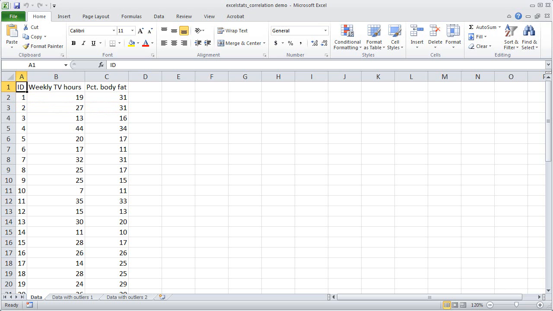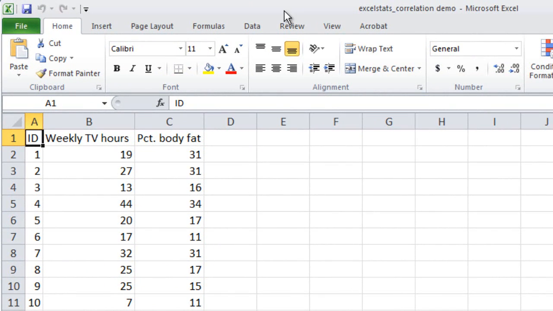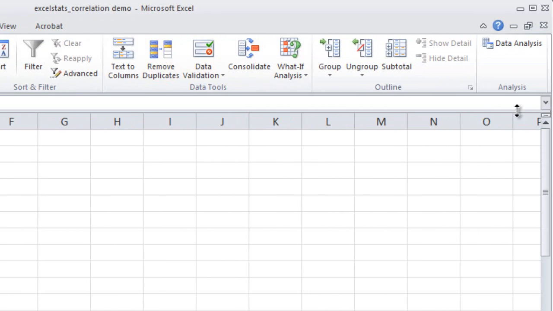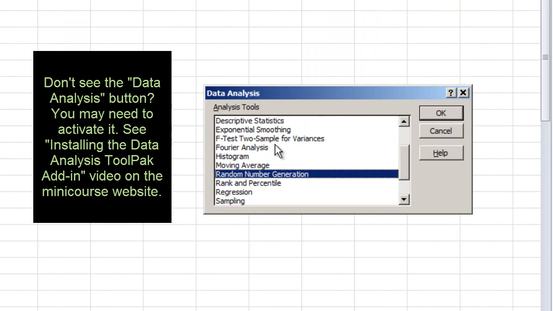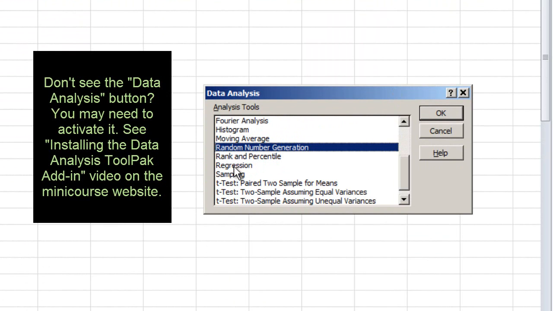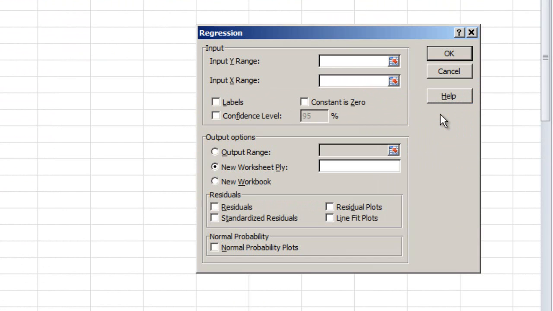Now here's how to get Excel to give us a regression analysis. Begin by choosing the Data tab and coming to Data Analysis and clicking that, and then looking for Regression on the Data Analysis menu that pops up. Choose Regression and click OK, and up comes the Regression dialog box.